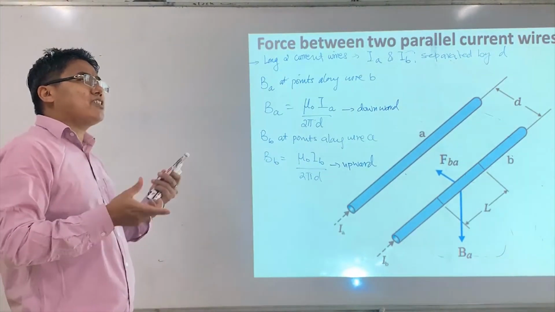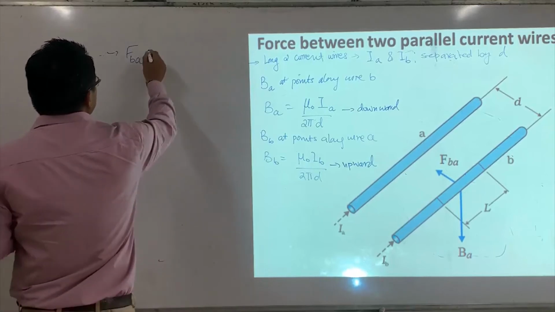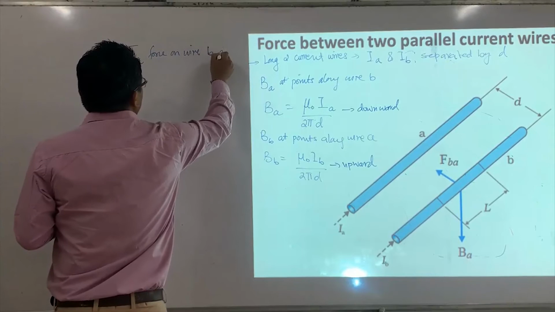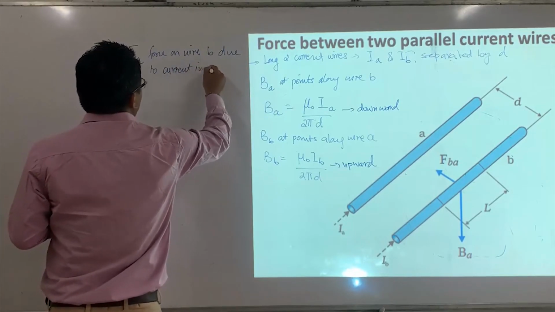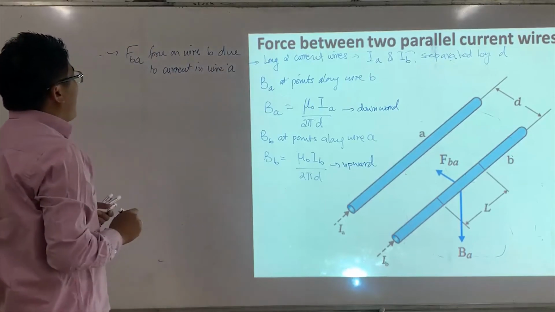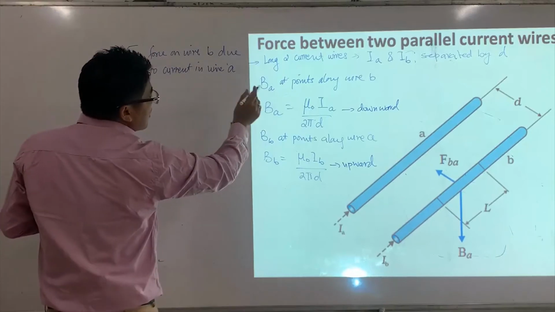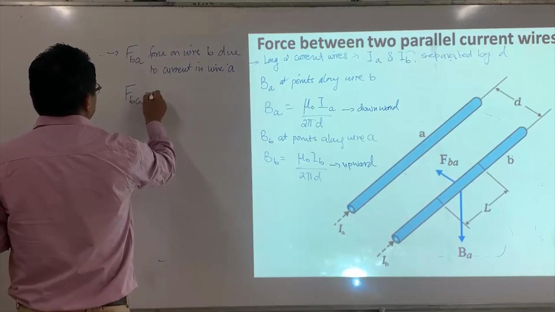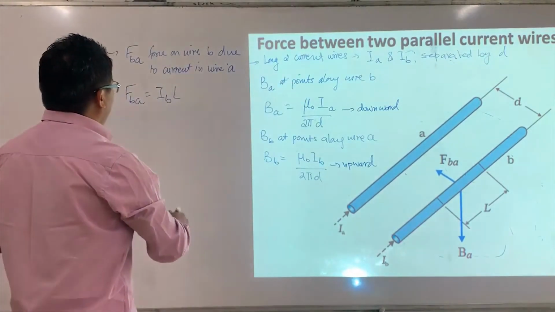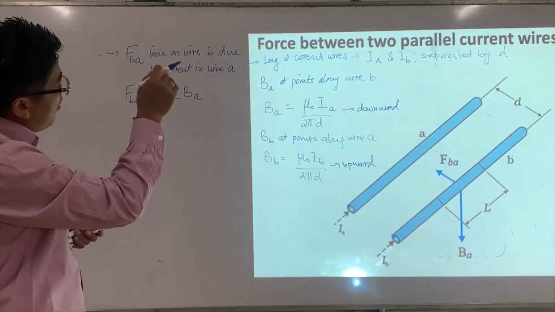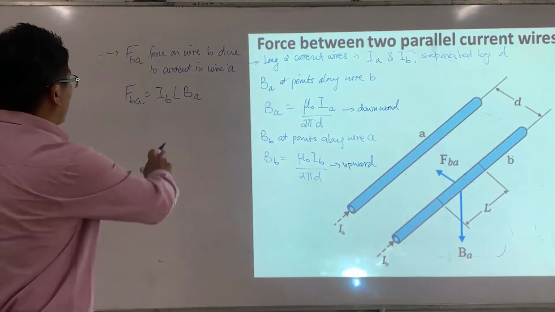Now what I would like to find is the force. What is the force on wire B due to current in wire A? That is the force on wire B due to the magnetic field due to current in wire A. That's simple, right? So this is going to become I_B L, some length L, and B is going to become B_A. The magnetic field is due to current in wire A, so therefore I have written B_A.